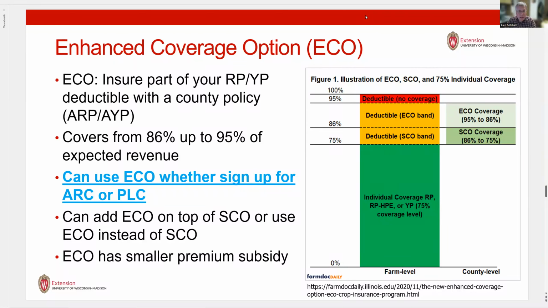That's the SCO deductible band. That's the part of the deductible from your revenue protection policy that's covered by SCO. Then from 86 up to 95%, that's the part of your revenue protection deductible that's going to be covered by ECO. Then the last 5% is the deductible that's not going to be covered by either policy. But these deductible coverages are not at the individual level, they're at the county level. So there is some difference between what triggers payments. SCO and ECO are based off of county yield, whereas revenue protection is based off of your individual yield.